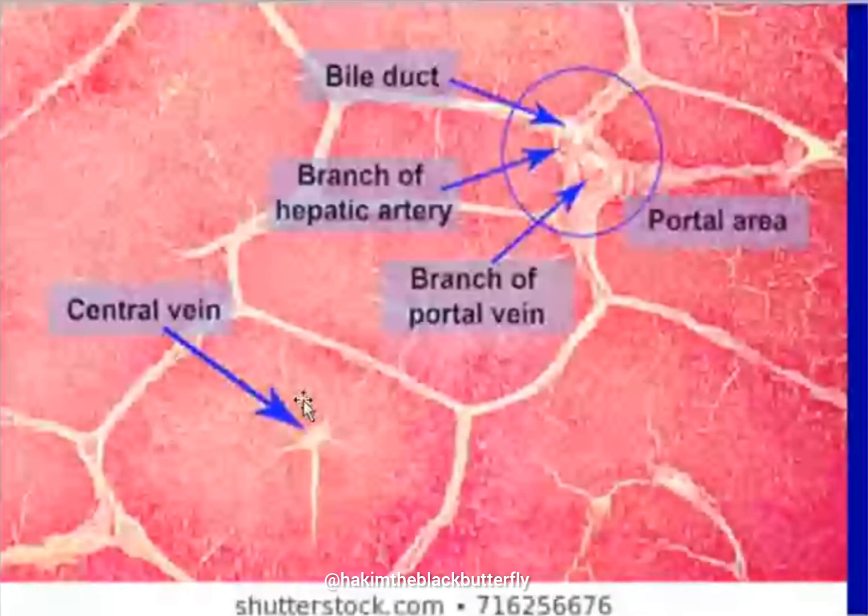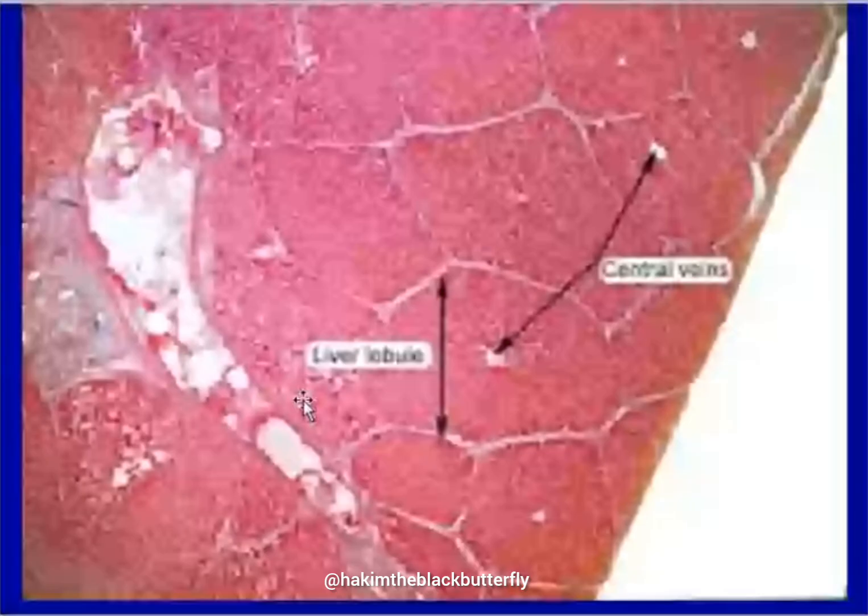That is how Glisson's capsule is important in the segmentation of the liver into liver lobules. So I say that in the middle of each lobule you have a vein known as a central vein, and we are going to see how important that central vein is.